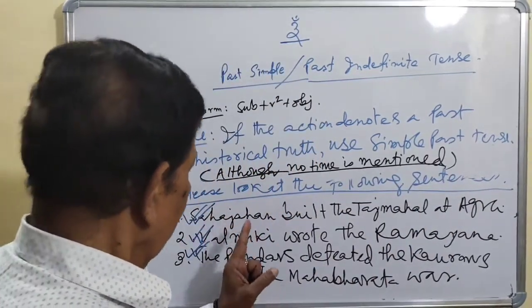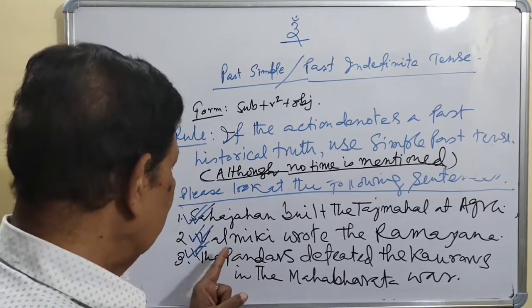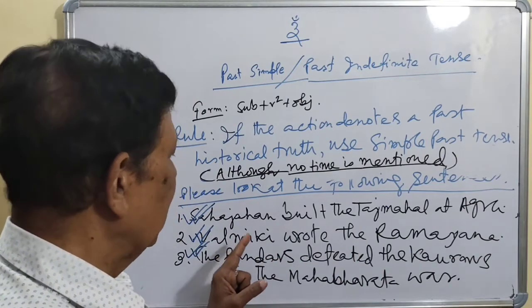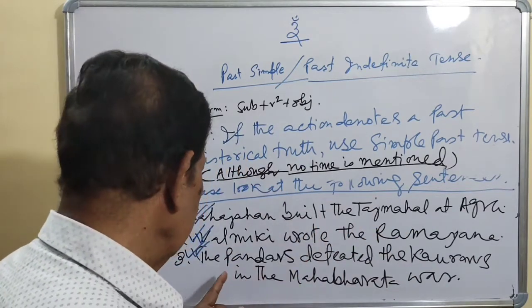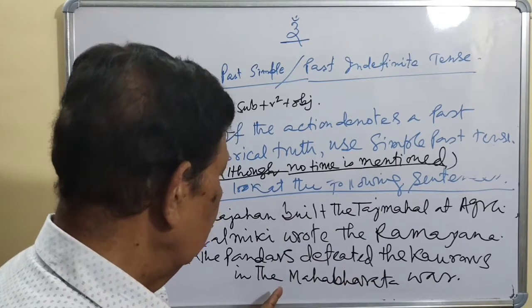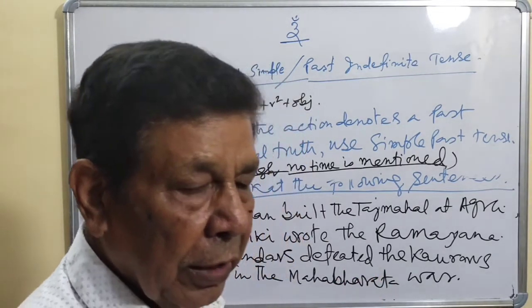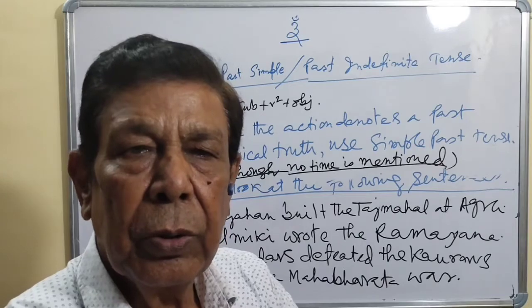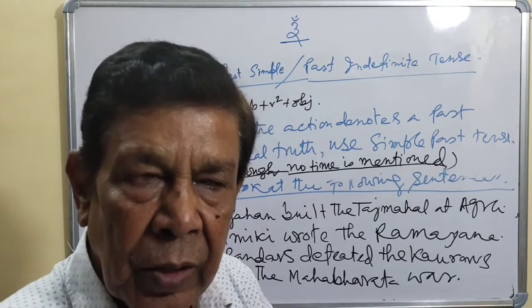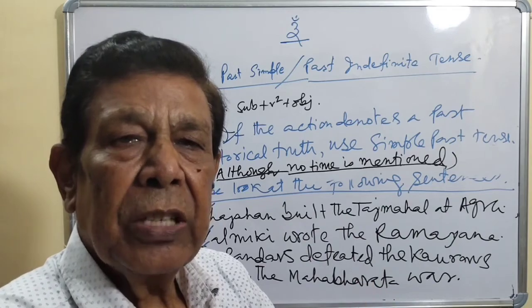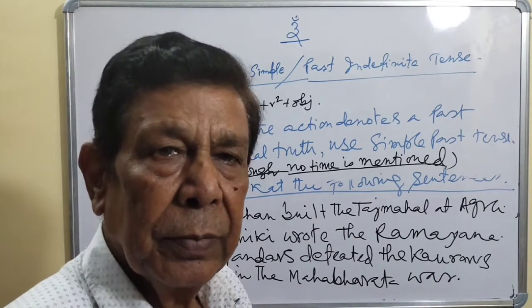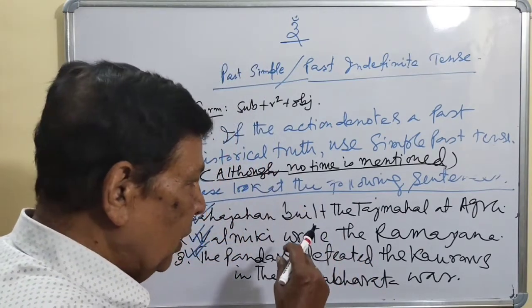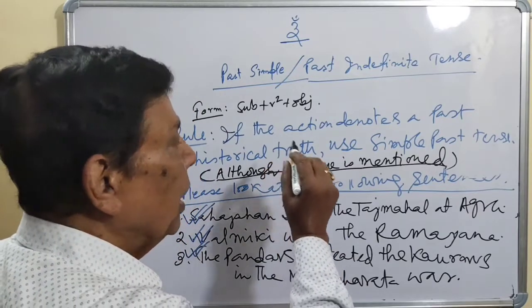So remember what I mean to say. For these sentences where no time is mentioned, I cannot write Valmiki has written the Ramayana. It is wrong. Valmiki wrote the Ramayana, absolutely correct. Shah Jahan built the Taj Mahal at Agra, absolutely correct. The Pandavas defeated the Kauravas in the Mahabharata war. It is absolutely correct. Another example I gave you, Babur defeated Ibrahim Lodi in the first battle of Panipat. No time is mentioned, still it is correct. The British defeated Nawab Siraj-ud-Dowla in the battle of Panipat. That is correct, although no time is mentioned. So remember, under which circumstances you can use simple past tense, although no time is mentioned.